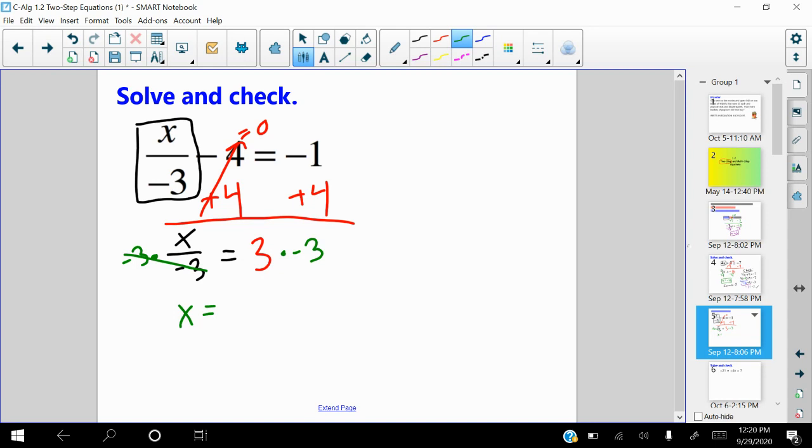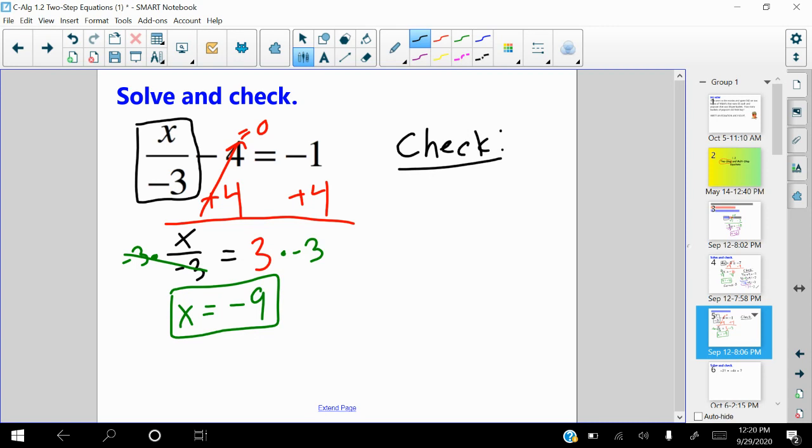And now we have 3 times negative 3. Well, a positive times a negative is a negative. 3 times 3 is 9. Therefore, we get x is equal to negative 9. And let's check it to make sure that it actually works.